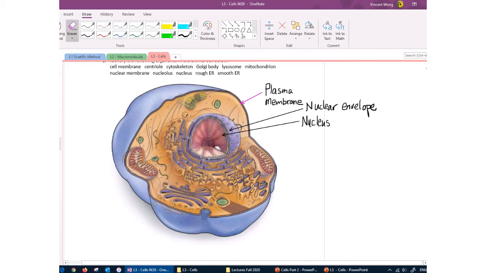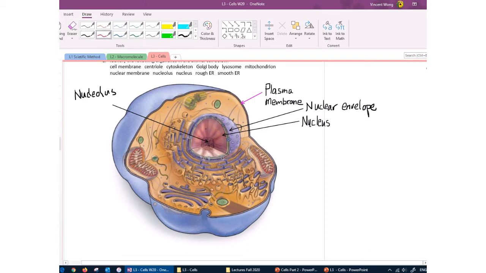Another thing is there is something called the nucleolus in the center here. So the nucleolus is where you will be making new ribosomes. Those ribosomes will also be coming out into the cytoplasm through these nuclear pores.